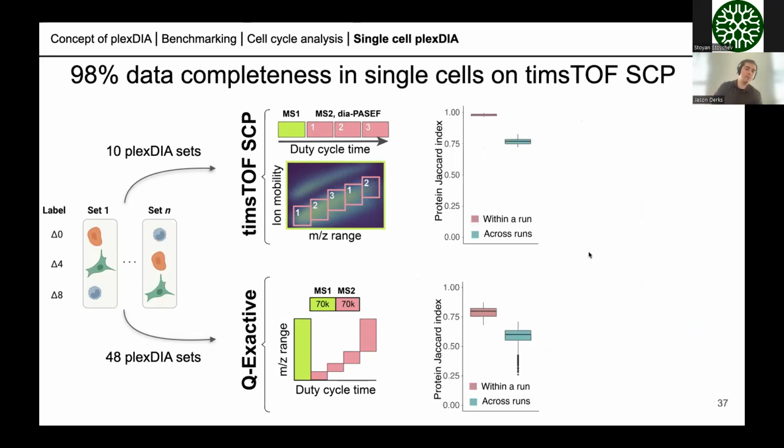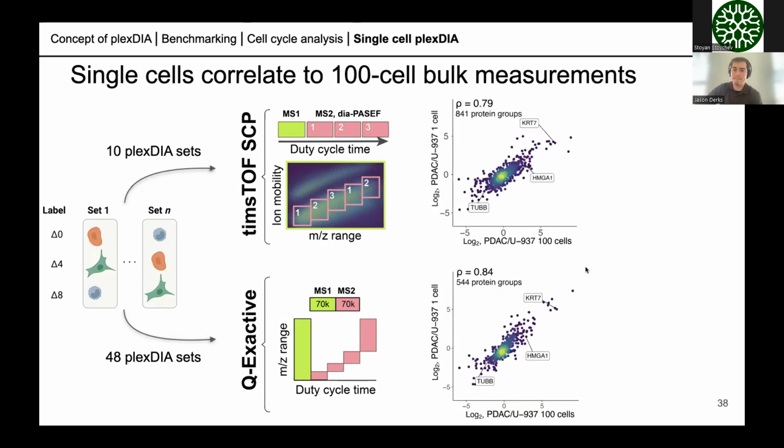So if we look at the data completeness that we get, we actually have almost near perfect data completeness with the timsTOF SCP. And some of this would be attributable to the instrument having higher sensitivity. Some of this, a large part of this though, is the fact that we are running these different cell types in parallel. And so we can share in this identification and extract signal where appropriate for these other isotopologous channels. Similarly, the Q Exactive actually has good data completeness as well, about 80% data completeness within a run for plexDIA sets. So, this is good. We've shown that we can get good coverage relatively quickly.